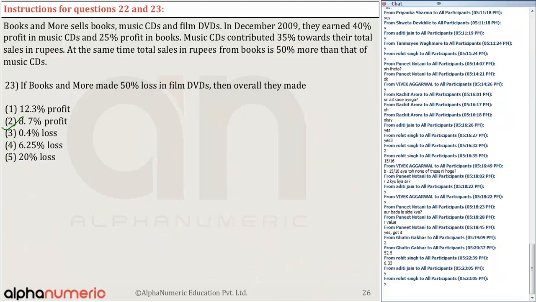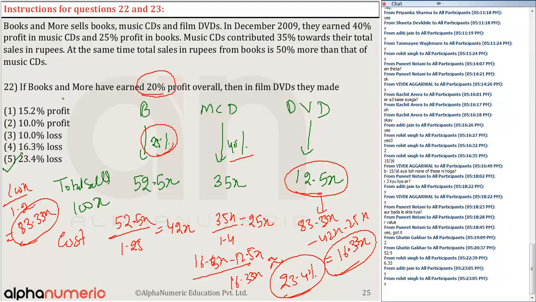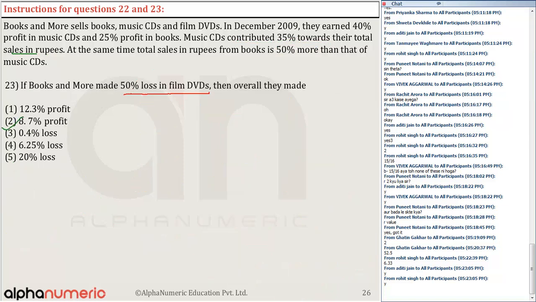If Books and More made 50% loss in film DVDs, then overall they amount. Okay. 50% loss. Sale of DVD is what? Sale of DVD is equal to 12.5x. ठीक है ना. Sale of DVD is 12.5x that we have calculated. तो sale of DVD is 12.5x and DVD में 50% का loss हो रहा है.